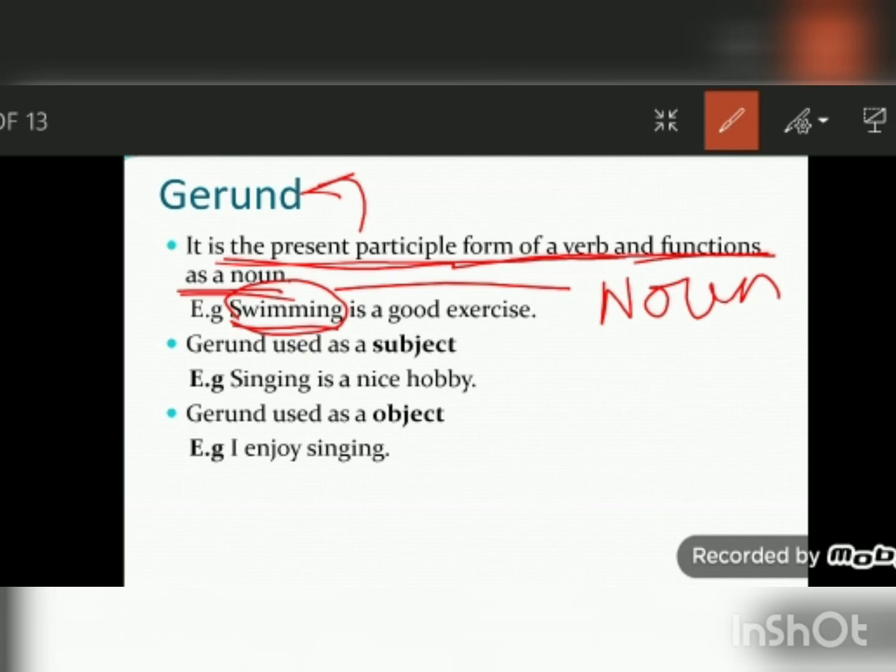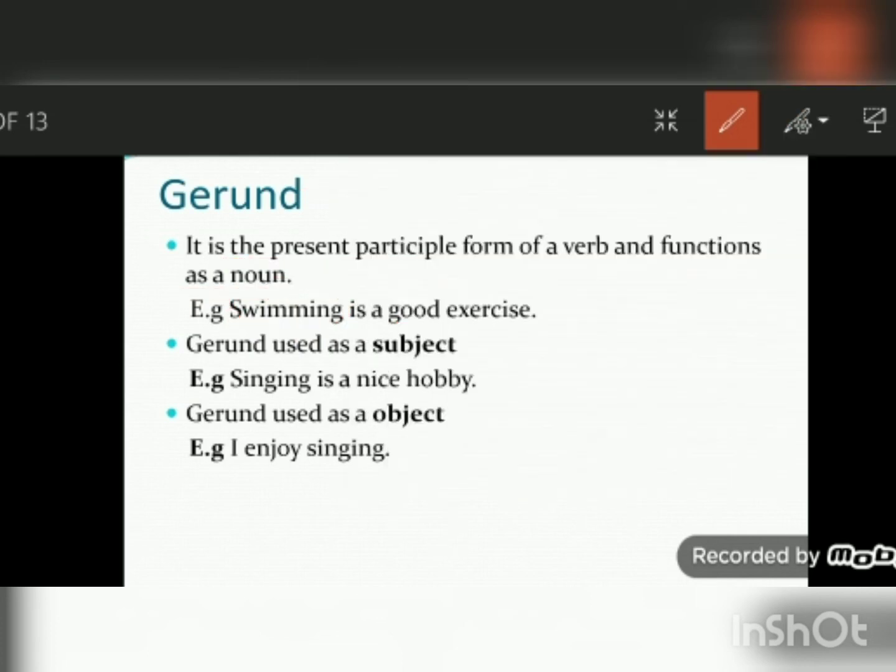Similarly, if I tell you, I love chatting with my sister on Sunday afternoons. So here chatting is the present participle form of a verb which functions as noun in a sentence. So gerund can be used as subject or it can be used as an object.